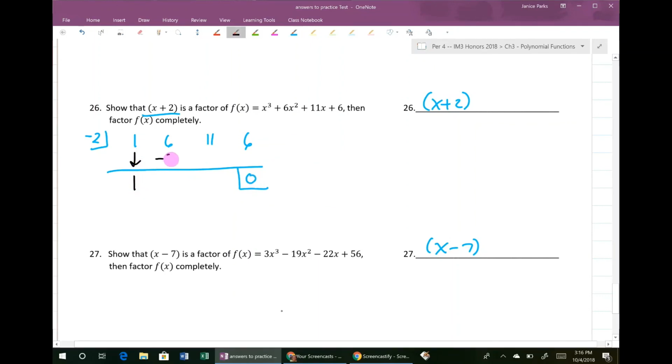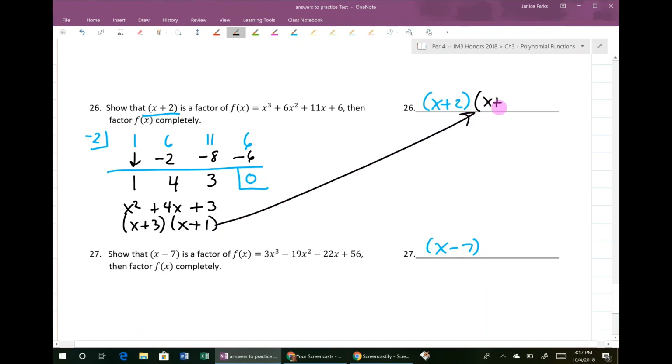So we have 1, negative 2, 4, negative 8, 3, negative 6, so that's 0. So this is x squared plus 4x plus 3. So I have my first factor of x plus 2, and then I'm going to finish factoring this. So this factors into x plus 3 and x plus 1. So those are my remaining factors.